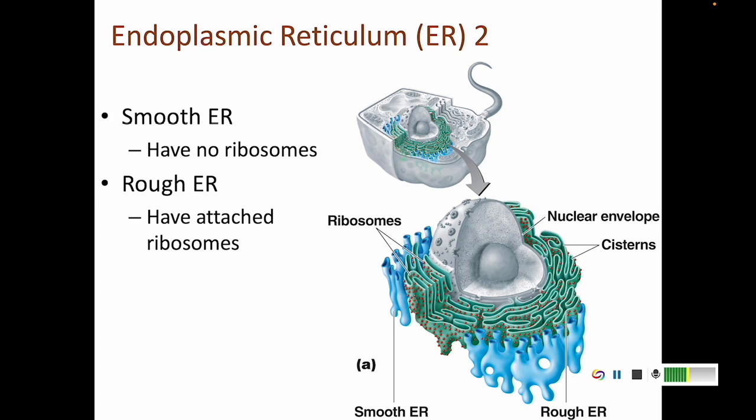There's two types of endoplasmic reticulum, smooth ER and rough ER. The rough ER is called rough because it's got all these little bumpies on it. It's got all these ribosomes attached to it. And the smooth ER is nice and smooth. It doesn't have all those bumps all over it.